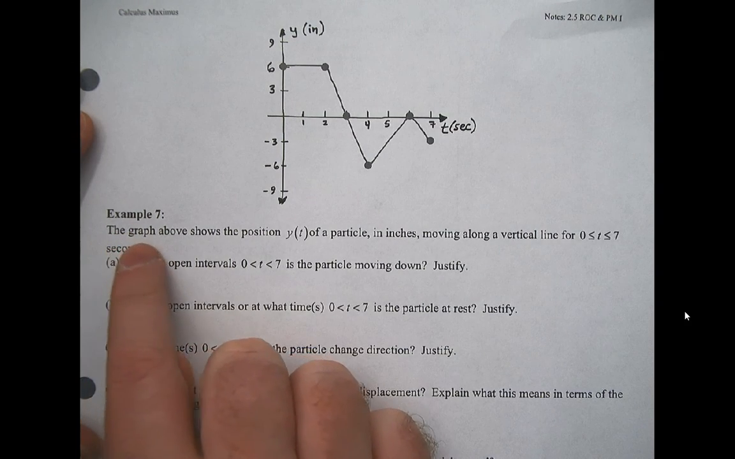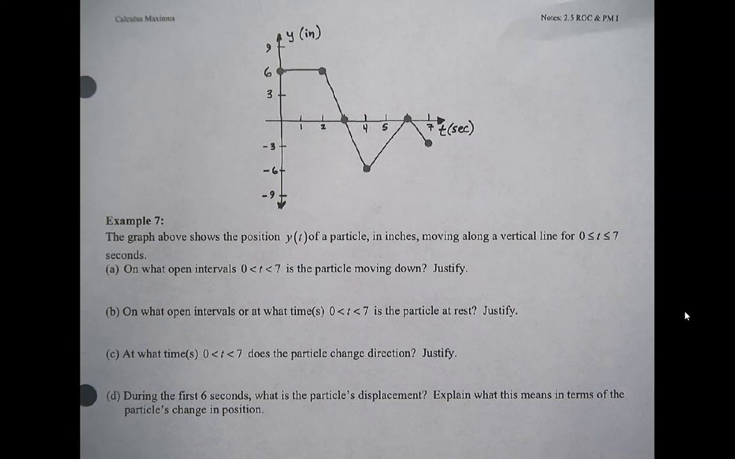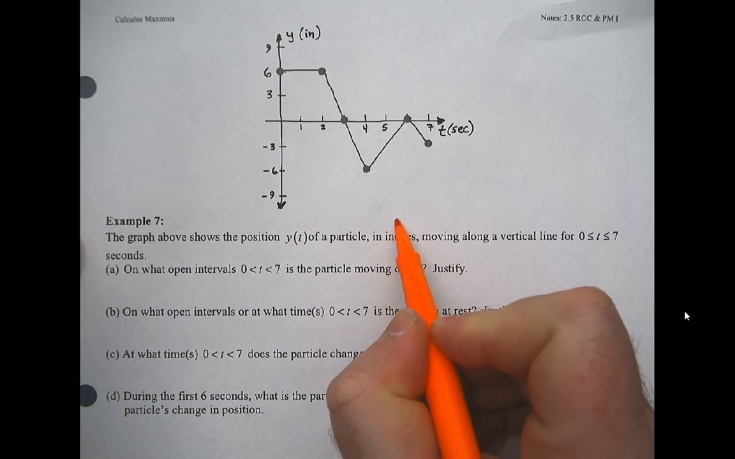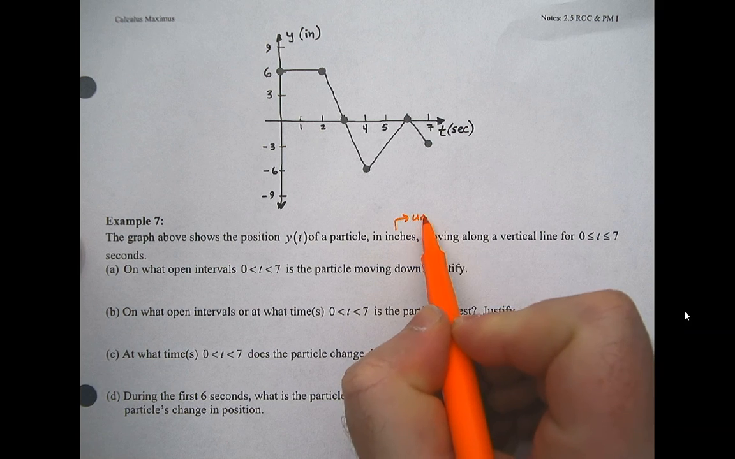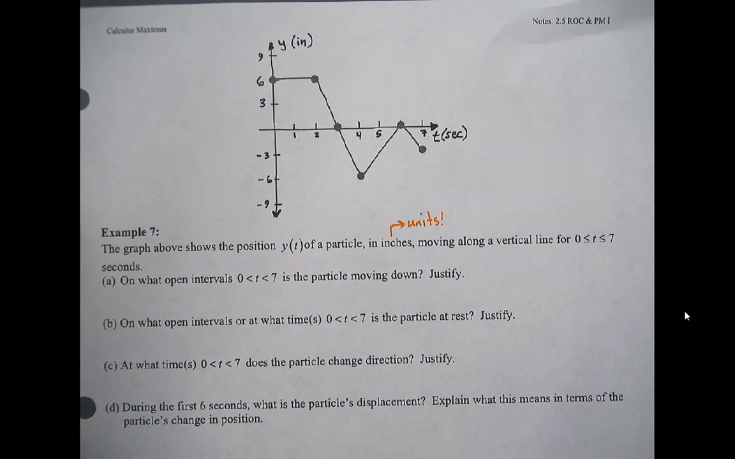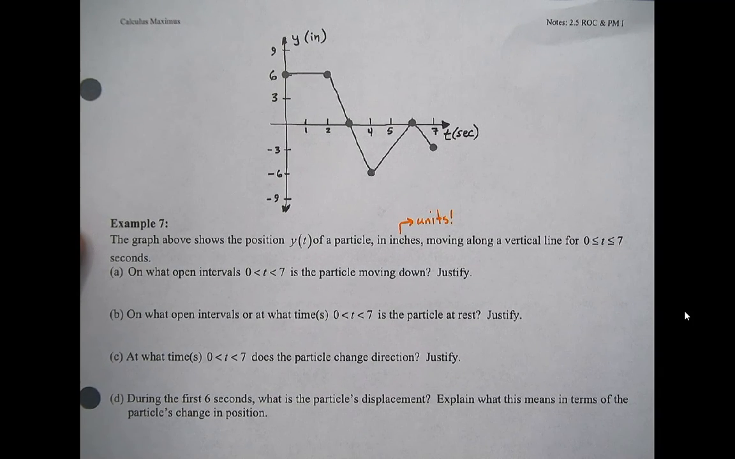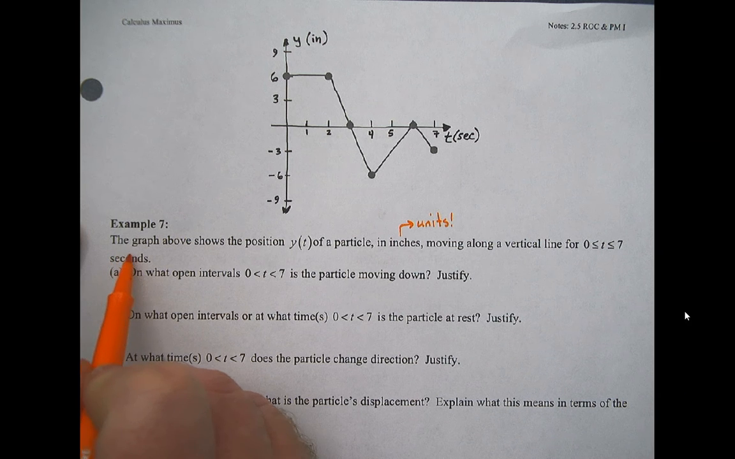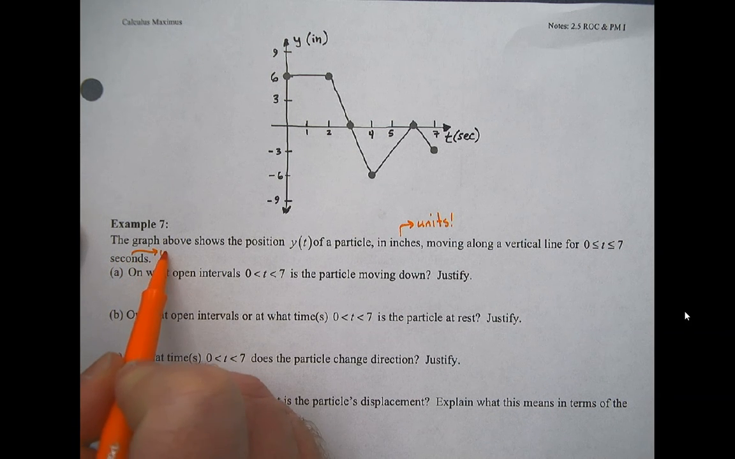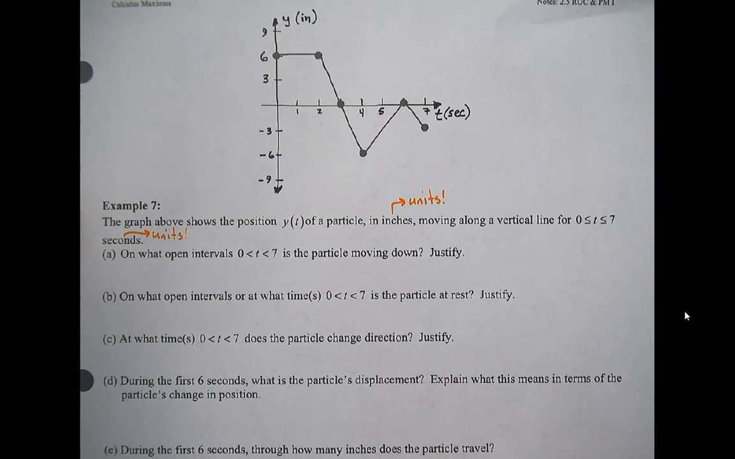Let's read it first. The graph above shows the position y of t of a particle in inches. As we annotate here, leave yourself lots of notes. This is a sad face for me, but I still want to write it down. This reminds me that we've got units. So the position is given in inches, and we've also got time, so we've got units. That means all of our answers have to have units.